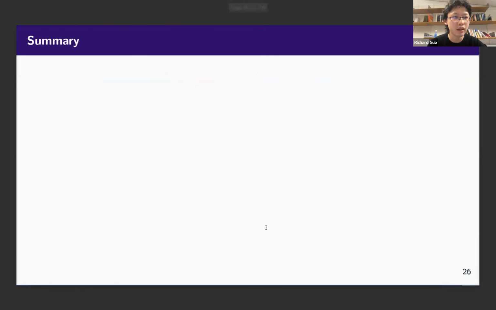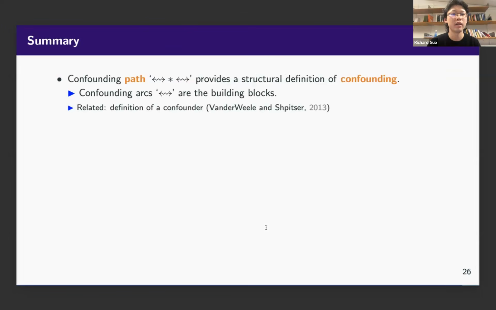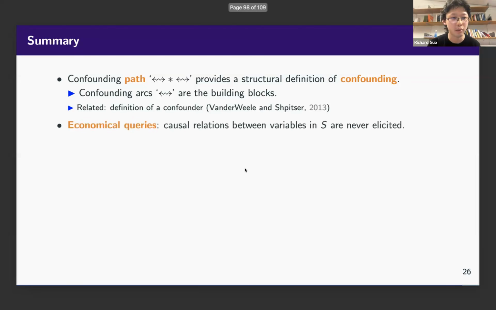Let me try to wrap up. We introduced this notion of confounding path and confounding arc, which are quite useful to our development because they lead to a concrete representation of this partial knowledge. I think this also provides a structural definition of what confounding is, and complements some earlier efforts in the literature on the definition of a confounder or a confounding variable. And the queries are designed to be economical.